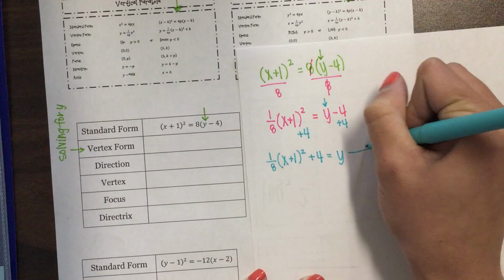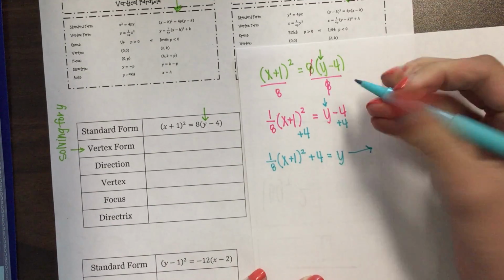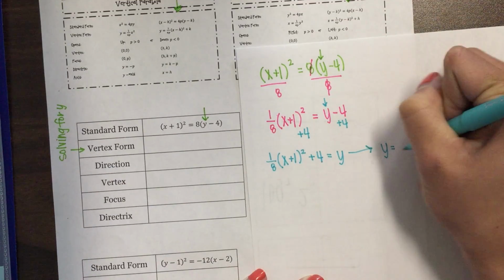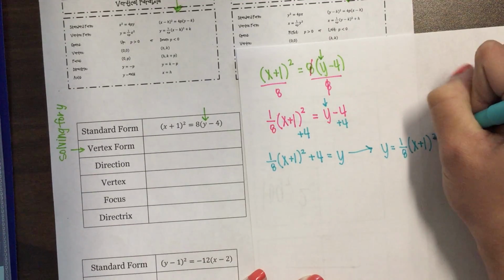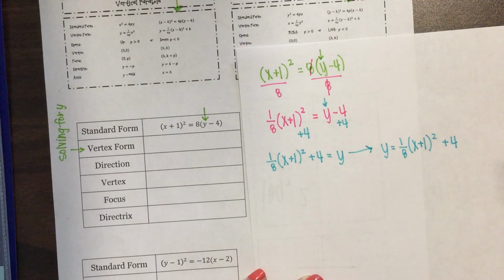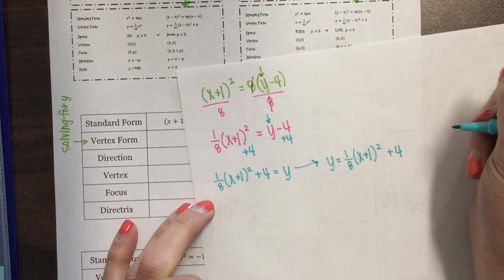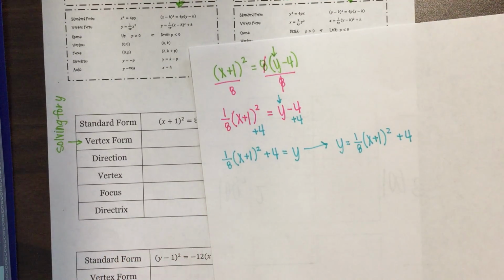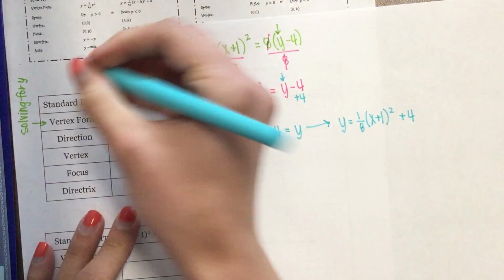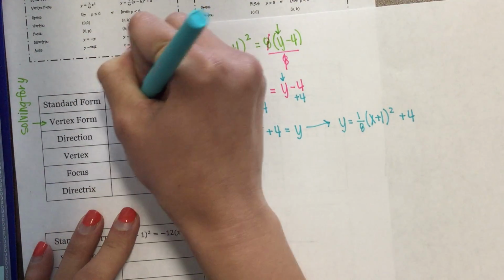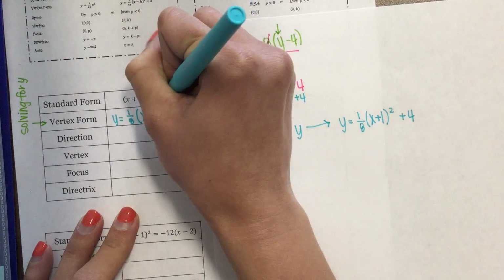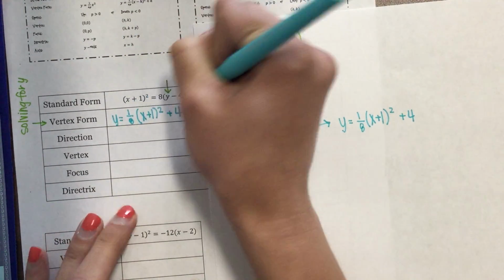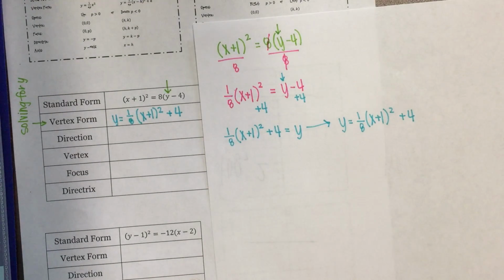You can switch this around, because if you want the y on the left side, that's the same thing as y equals 1/8 x plus 1 squared plus 4. And that's in vertex form. Oh, you can't see that. So that's in vertex form. So now I'm just going to write that right here. So this is y equals 1/8 x plus 1 squared plus 4.